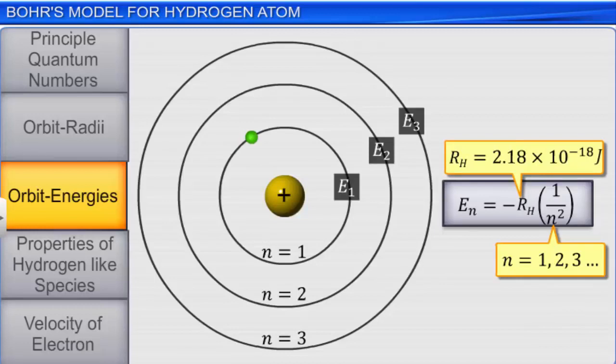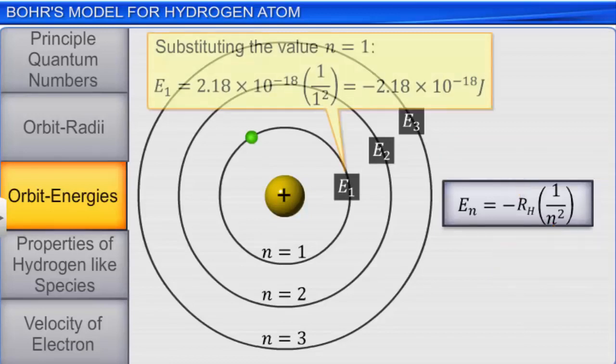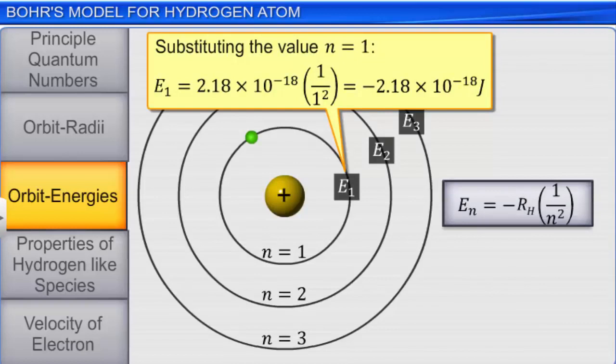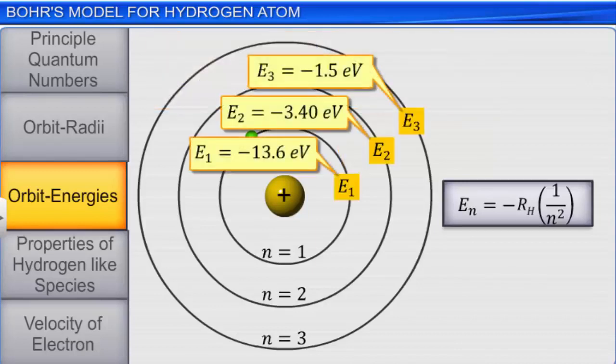Energy of nth orbit of a hydrogen atom in electron volts is equal to minus 13.6 divided by n square. Thus, the energy of the ground state, n is equal to 1, for hydrogen atom is equal to minus 2.18 multiplied by 10 raised to the power minus 18 joules. The energies of excited states can be measured in the same way and represented in the form of an energy level diagram.